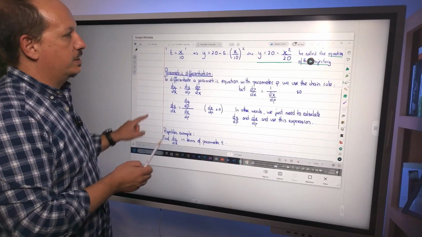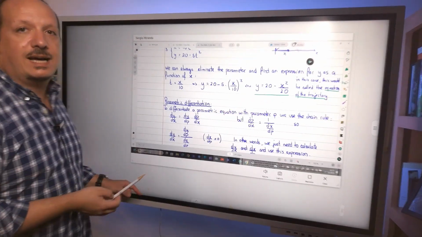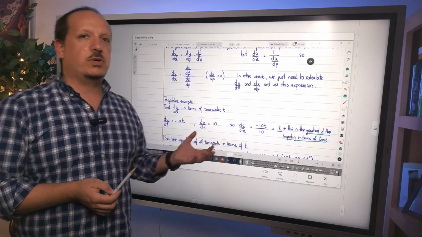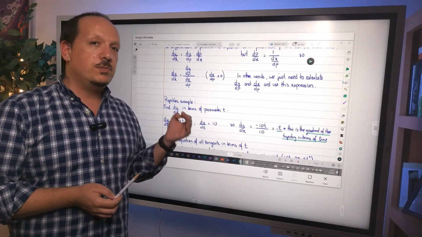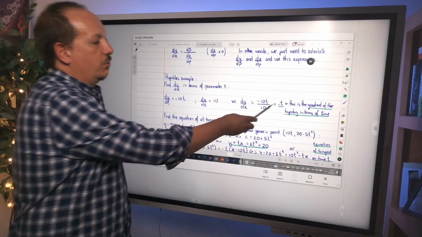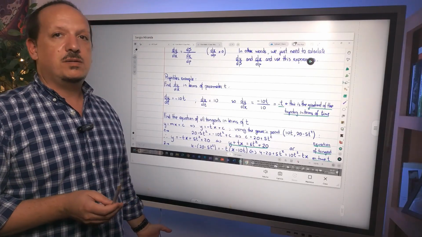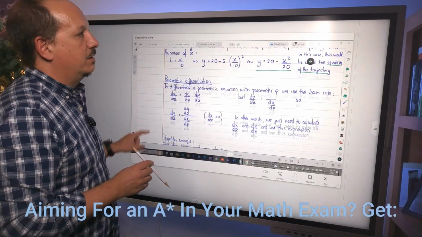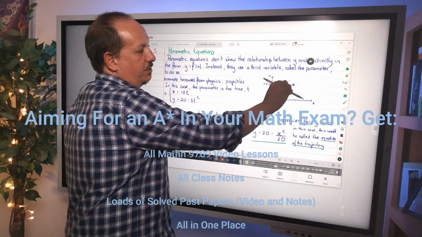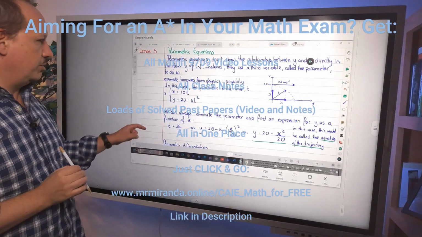You could always differentiate this to have an expression for dy dx in terms of x, all right? But our purpose right now is to get an expression for the derivative in terms of the parameter, and that's just what we did. So what is this minus t? This is the gradient of the trajectory in terms of the time. Just plug in the value of the time and you automatically know the gradient of the trajectory.